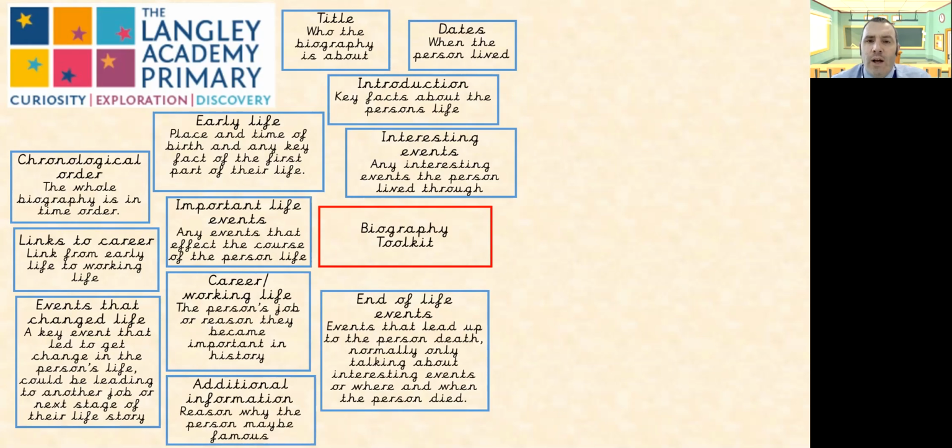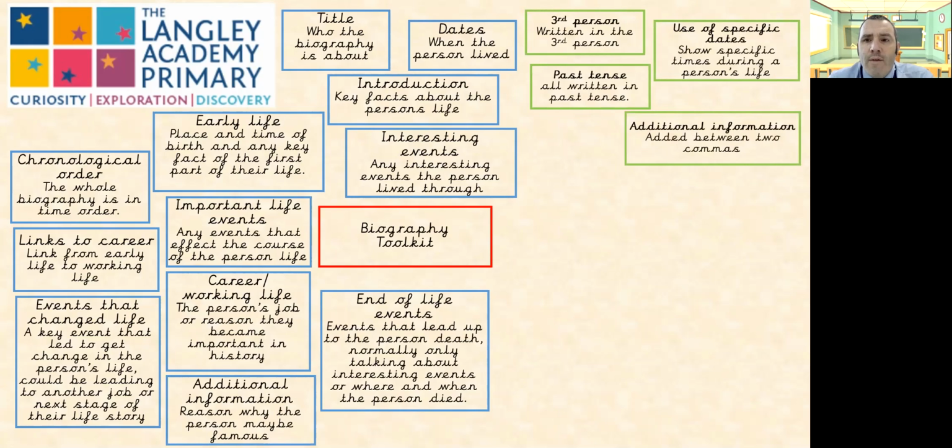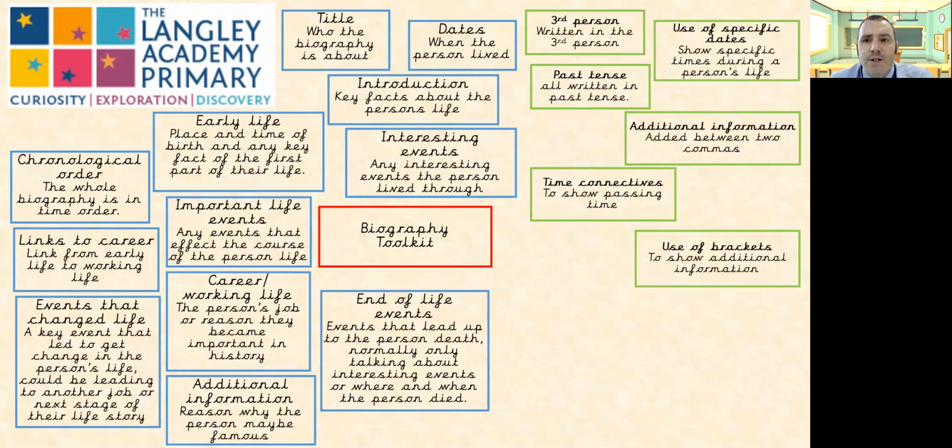And then moving on to looking at our grammatical side of things. Make sure we write in the third person all the way through. We use specific dates. We show specific times during the person's life. We use past tense because it's all already happened. It's not happening now. It's not going to happen. It's already happened. It's passed us by. We have additional information put in between two commas. We use time connectives. We use brackets as well to show additional information.